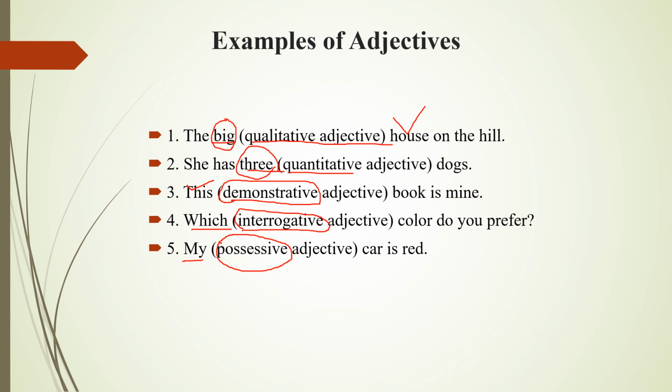So, which car is red? The car which is mine. That car is red. So, these are the examples of various types of adjectives. Number one, the big house on the hill. She has three quantitative dogs. She has three dogs. This book is mine. Which color do you prefer? My car is red.